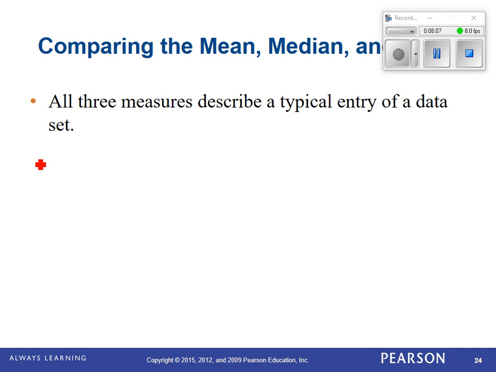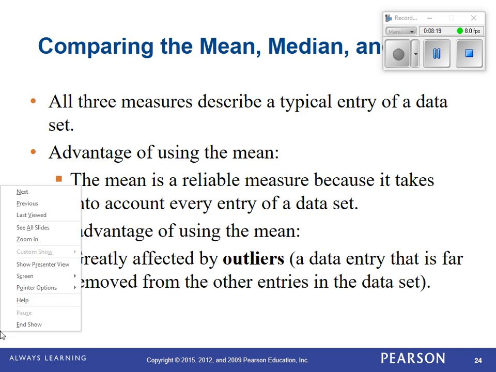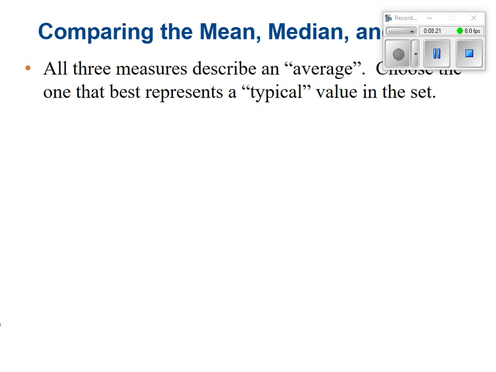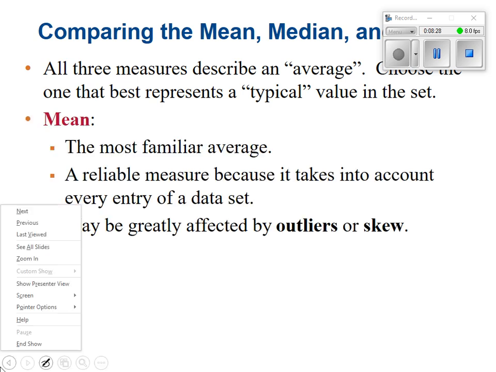Comparing the mean, median, and mode. This is probably the hardest thing. Just don't always think that the mean is the best average. That's not always the case. A lot of students get into that. Mean is affected by outliers. If there's any outliers, then it really screws with the mean.